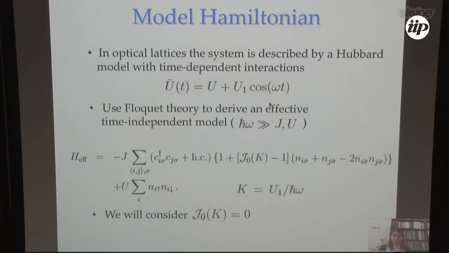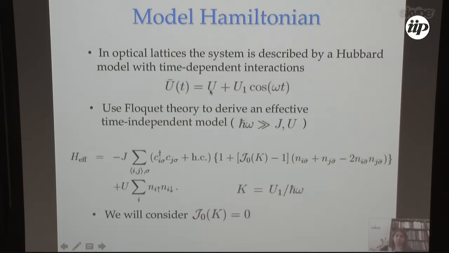Okay, so suppose that I have a model Hamiltonian. So I will remain in one dimension with fermions in an optical lattice that is described by a Hubbard model. But now in the U term, in the Hubbard U, instead of having just the constant U as before, I will have a driving term, which is the constant U plus some U1 cosine omega t. It's a periodic driving. I will show you later how to realize this experimentally. For the moment, please just take it as a model.